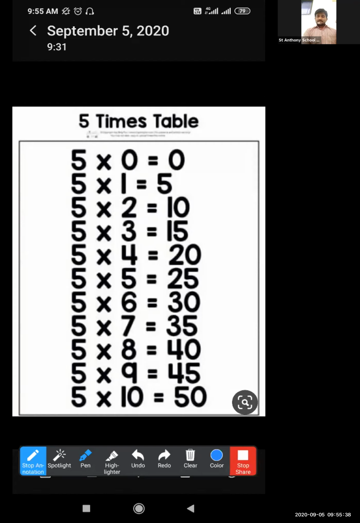And the last, 5 multiplied by 10, or 5 into 10, is equal to 50. What is the exact meaning of 5 into 10? That means add 5 how many times? 10 times. Add 5 ten times. The answer is 50.